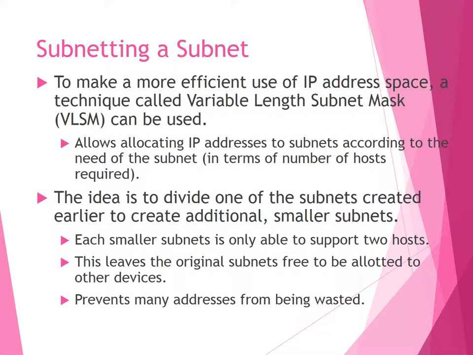To make more efficient use of IP address space, a technique called variable length subnet mask can be used. It allows allocating IP addresses to subnets according to the need of the subnet in terms of the number of hosts required. The idea is to divide one of the subnets created earlier to create additional smaller subnets. Each smaller subnet is only able to support 2 hosts. This leaves the original subnets free to be allotted to other devices, preventing many addresses from being wasted.